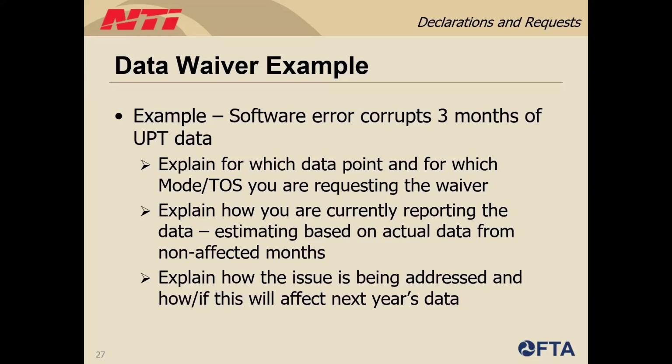With this example, you would explain in your request letter that you were requesting a waiver for UPT due to an error in your software that affected data for 3 months of the report year, let's say July through September. Make sure to also list the mode and type of service that the data is related to, as some agencies have multiple services. You would also explain how you were estimating data for those 3 months. In this situation, we'll say that we took the months with correct UPT, averaged that, and used the average to report UPT for the 3 problem months.